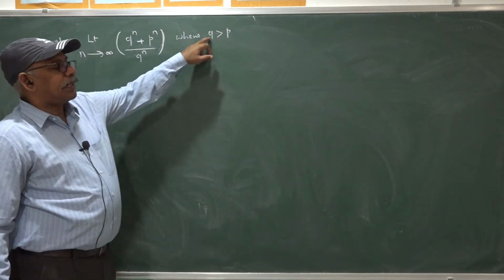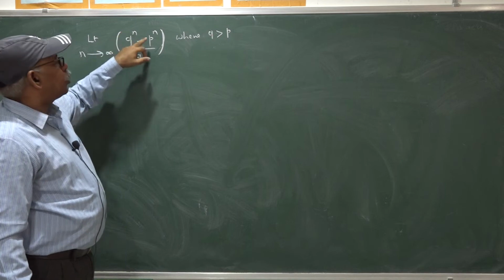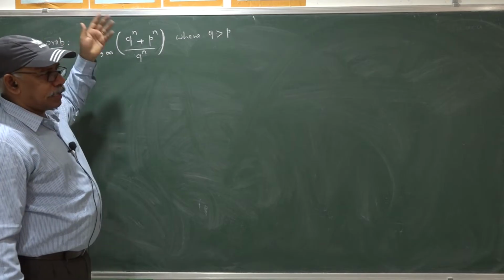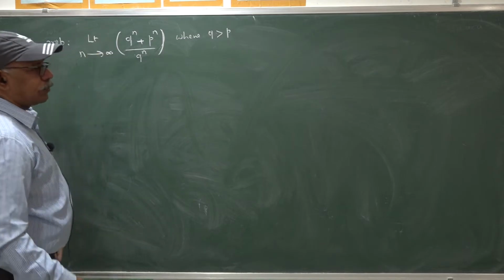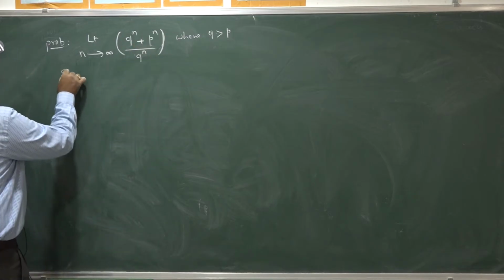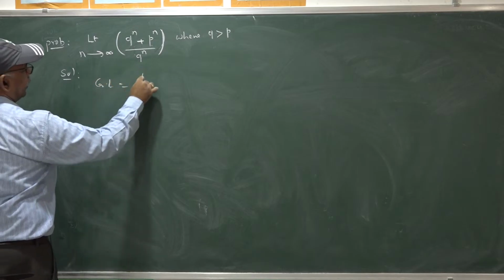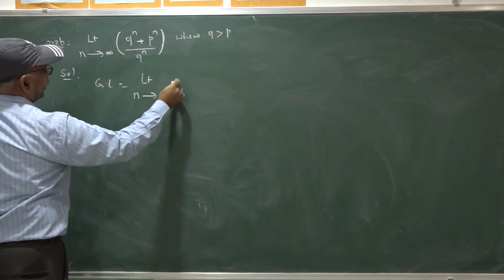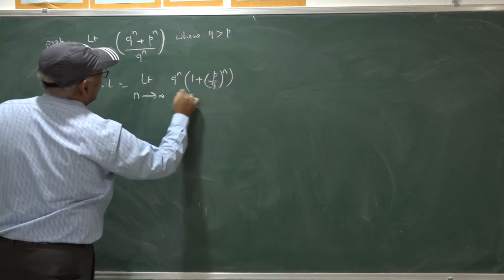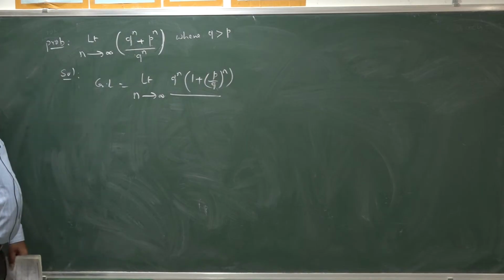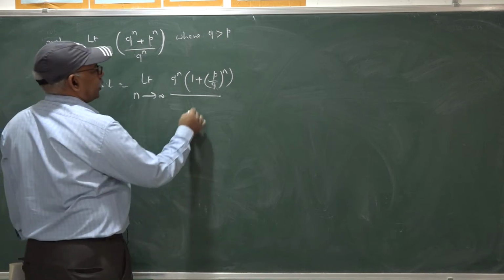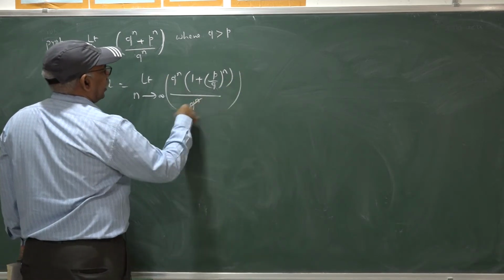Once q is greater than p, q^n is more than p^n, n being a natural number and positive, and it takes an enormously large value. So, the given limit may be written as limit n goes to infinity, taking q^n as common, so that the numerator becomes q^n into (1 plus (p/q)^n), by q^n.